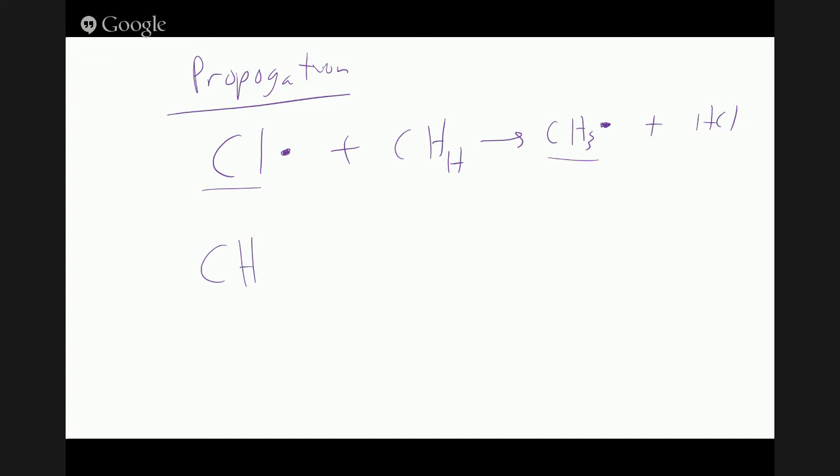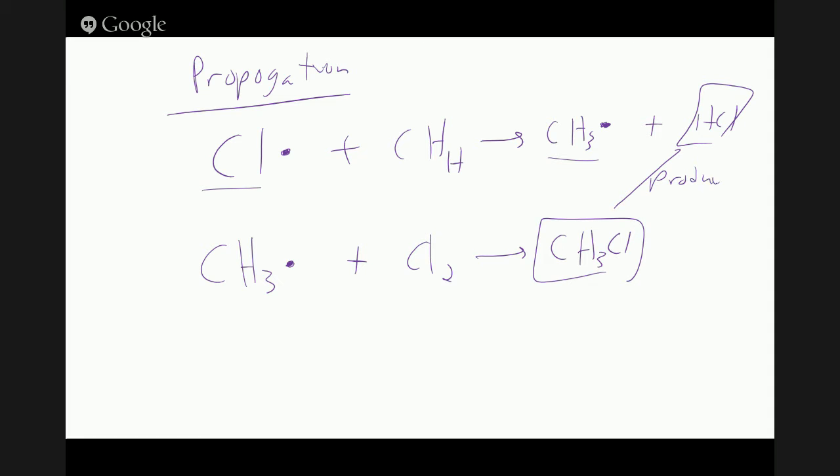This radical, CH3 radical, can collide with the Cl2 molecule, and if it collides with enough energy in the right geometry, it will actually form CH3Cl, which is one of the products. These are both products. And in the process of doing that, it'll form another Cl radical. That Cl radical could start propagation over. So this is 2 marks.